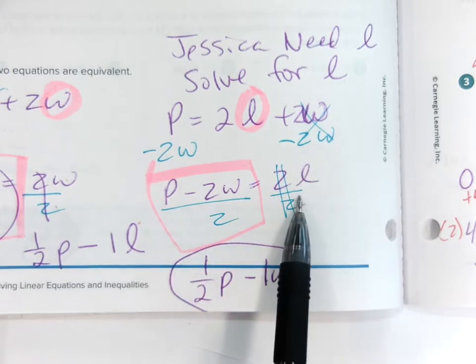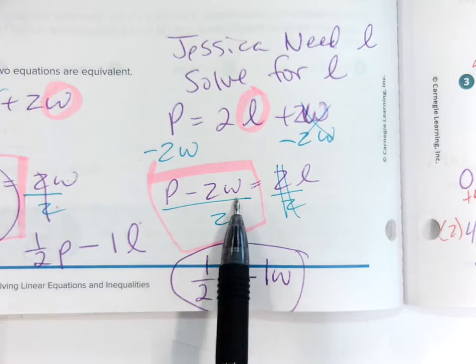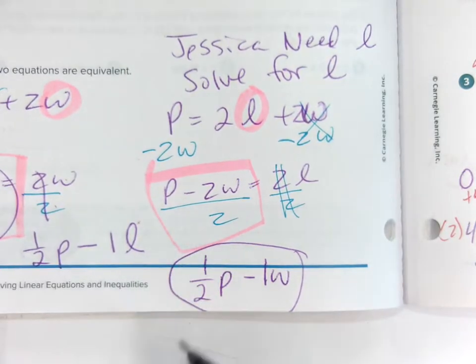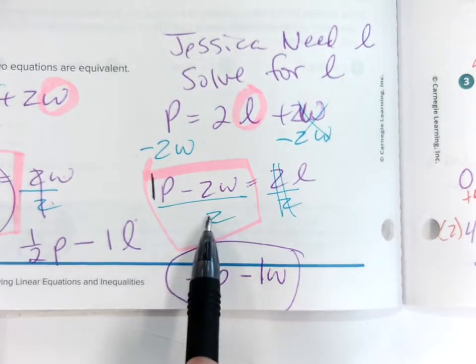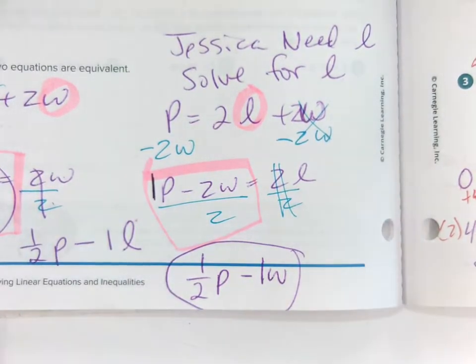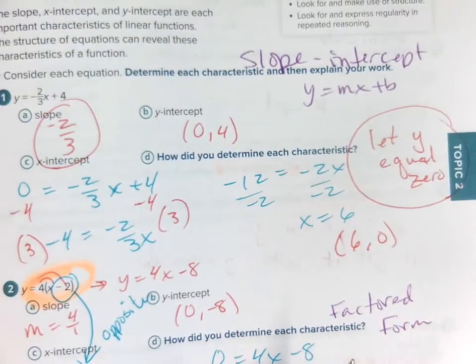Bring down the 2L. Divide by 2, cancel it, divide by 2. So P minus 2W divided by 2 is the answer. Or, and that's a great answer, or if I want to simplify it further, I can make it a 1/2 P minus 1W. Okay? All right, then we looked at the next page, and we looked at our different forms.